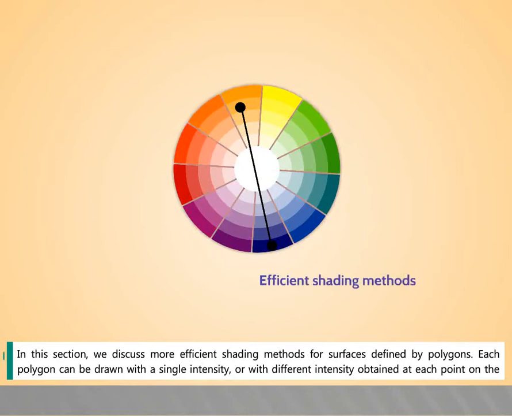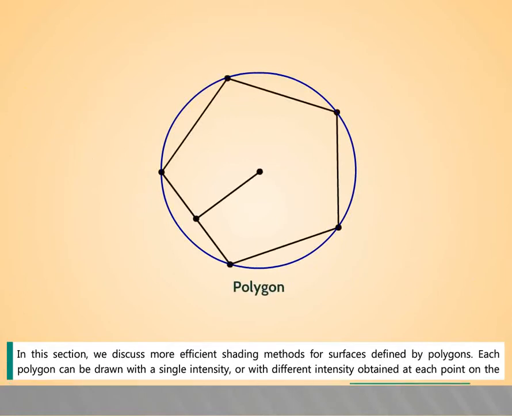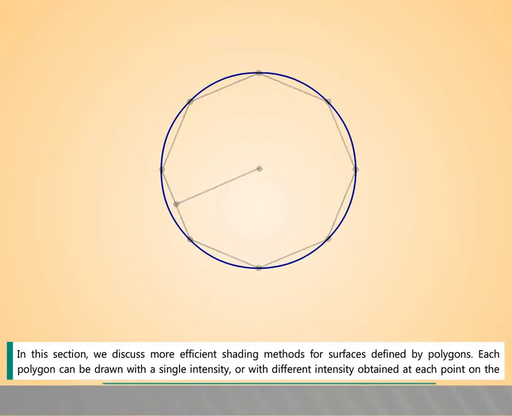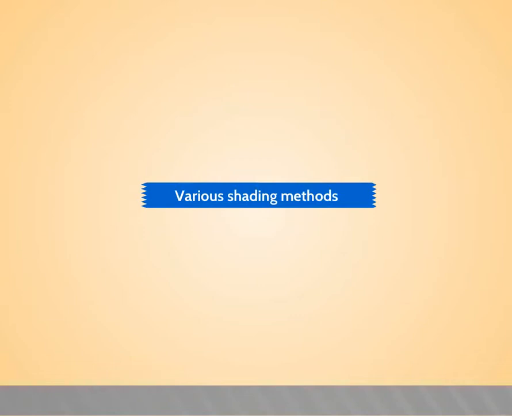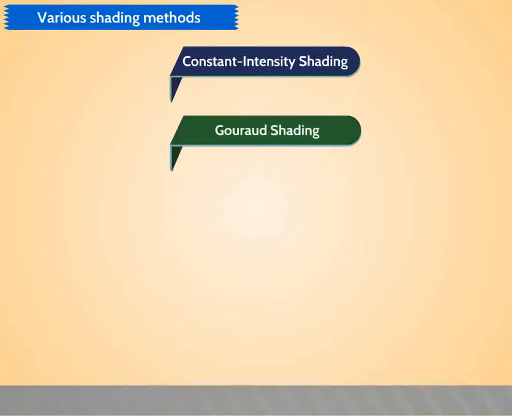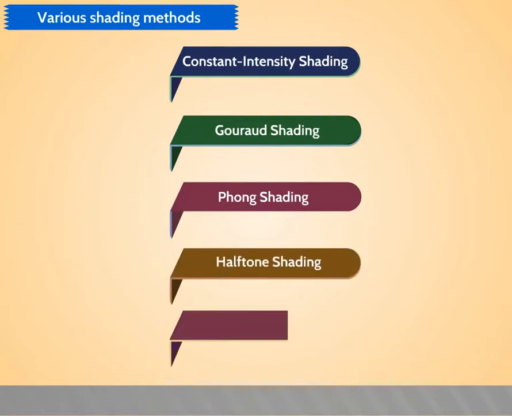In this section, we discuss more efficient shading methods for surfaces defined by polygons. Each polygon can be drawn with a single intensity or with different intensities obtained at each point on the surface. Various shading methods: constant intensity shading, Gouraud shading, Phong shading, half-tone shading, and dithering techniques.